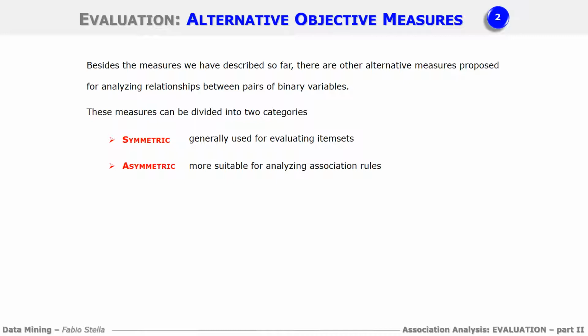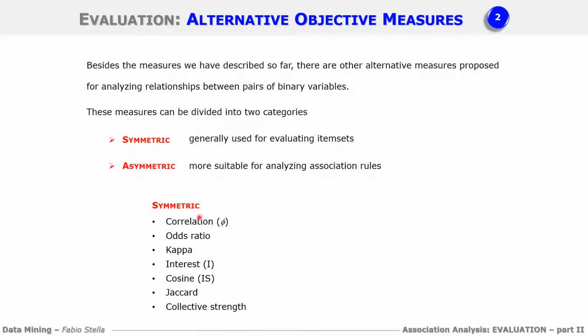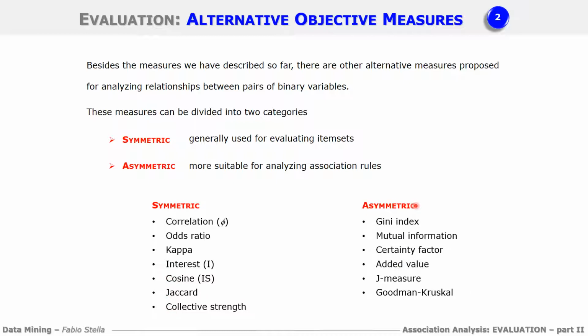To add something more, symmetric measures are generally used for evaluating item sets, while asymmetric measures are more suitable for analyzing association rules. The symmetric measures include correlation, odds ratio, kappa, interest, cosine, Jaccard, and collective strength, while asymmetric measures include the Gini index, mutual information, certainty factor, added value, J-measure, and Goodman-Kruskal index.